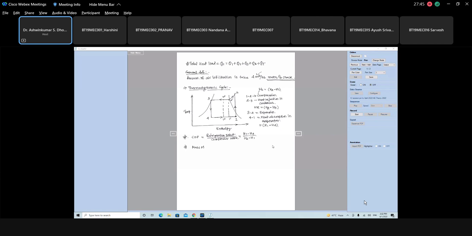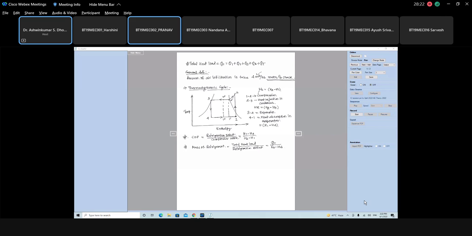Then mass of refrigerant is equal to total heat load divided by refrigeration effect. So this comes out to be total heat load, Q total, divided by refrigeration effect, H1 minus H4.